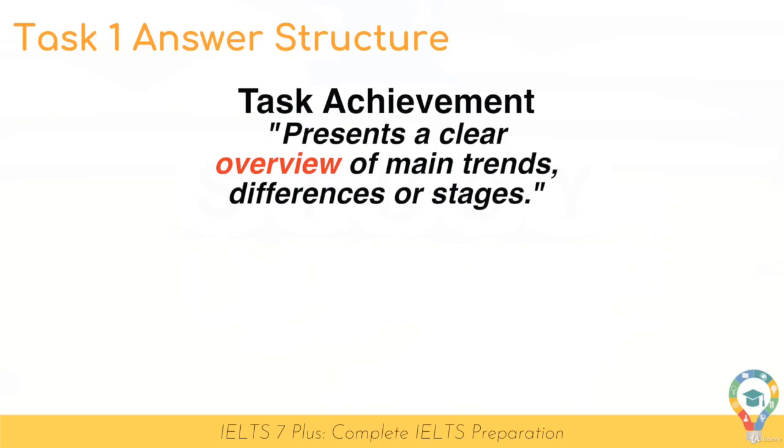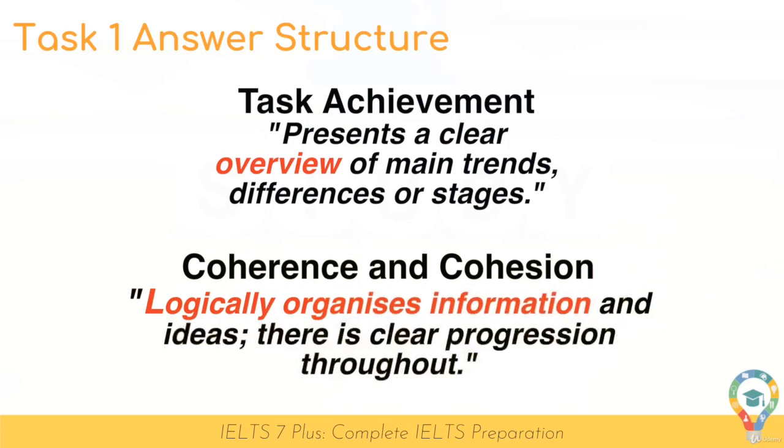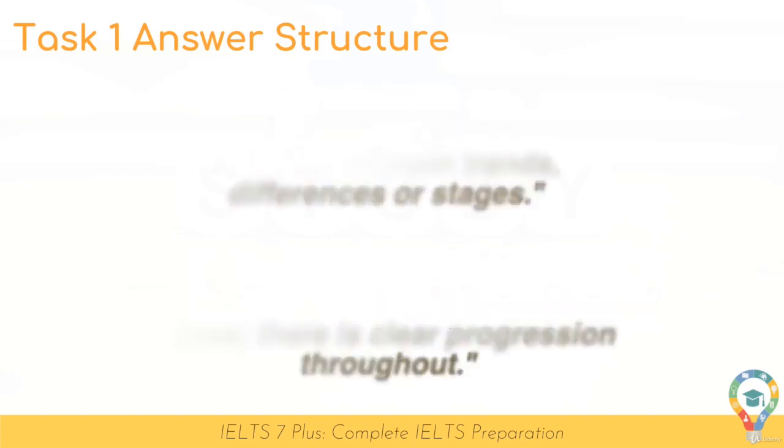And the Band 7 Coherence and Cohesion descriptor states, the student logically organises information and ideas. There is a clear progression throughout. By using the 4-step structure, you can cross off these 2 points on the band descriptors, so it's very important to use it.